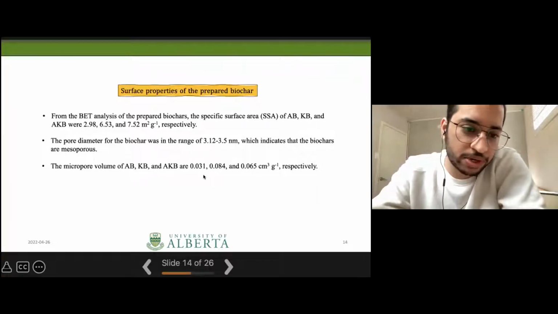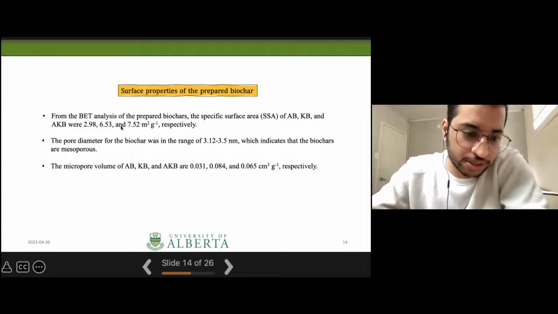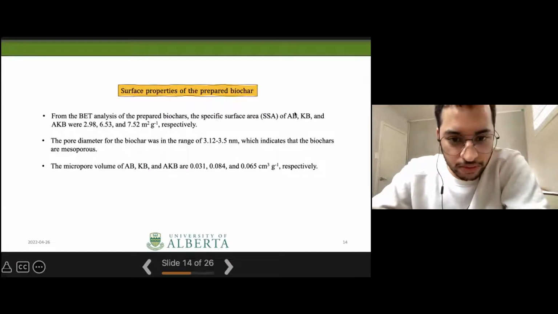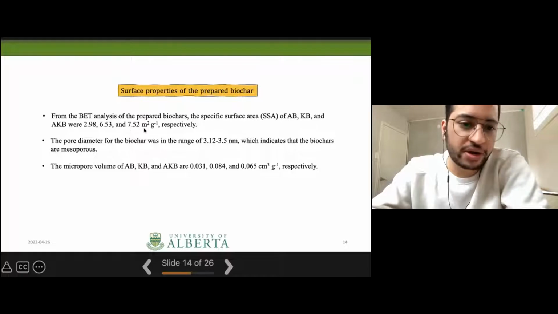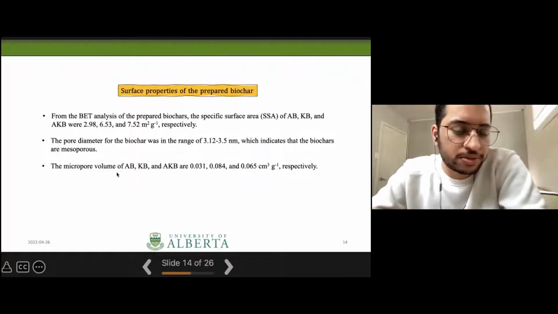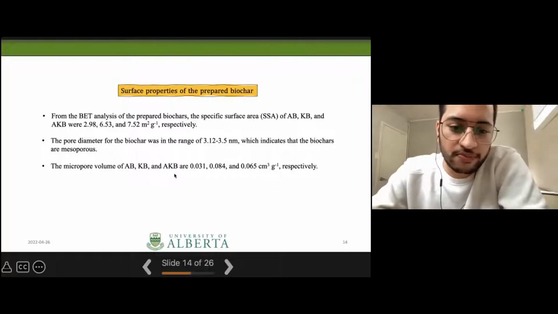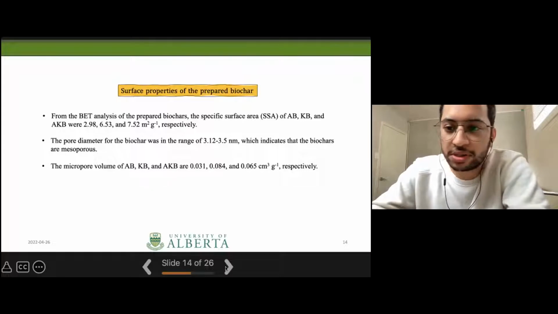Then we also analyzed the surface properties. As we hypothesized, the modification increased the total surface area, because in the case of algal biochar, the surface area was 2.98 meters squared per gram. But when we performed the modification, it increased significantly. The same is true for pore volume. The pore volume also enhanced significantly post-modification.